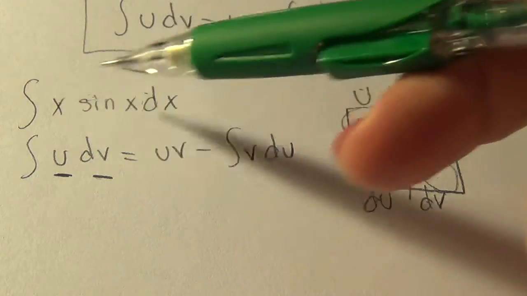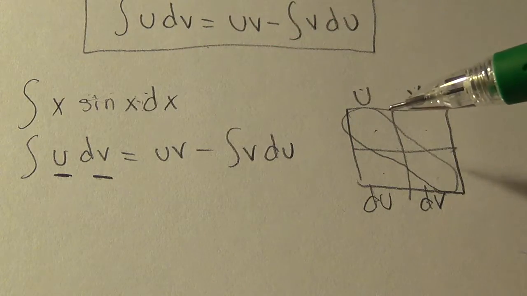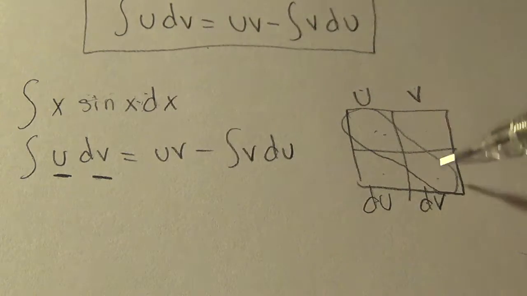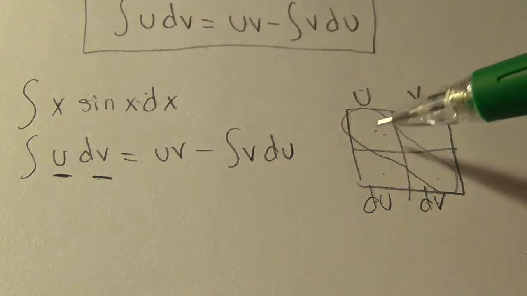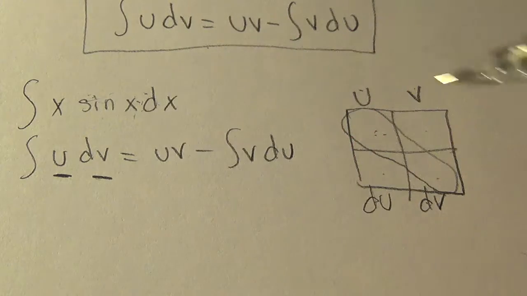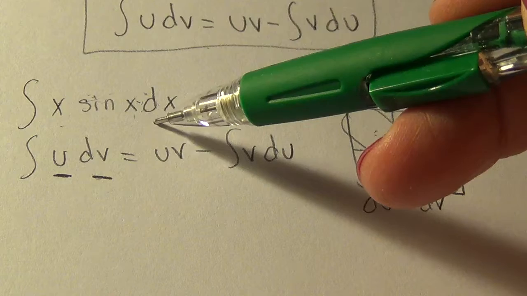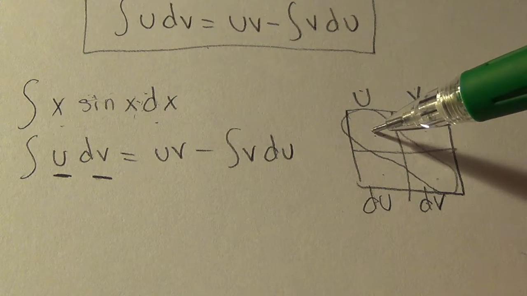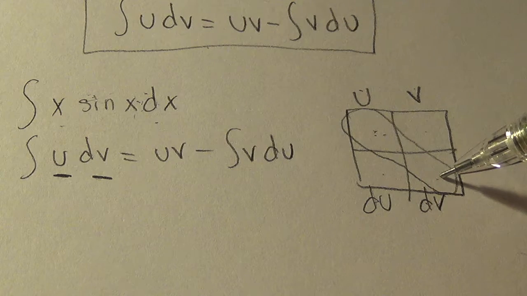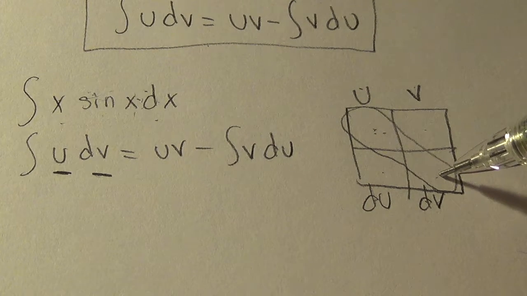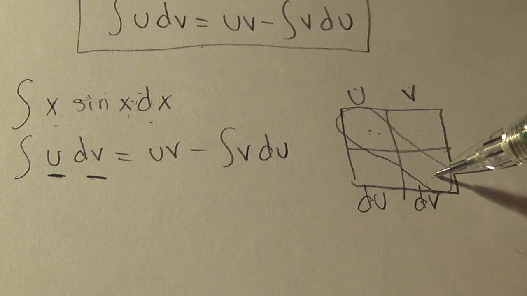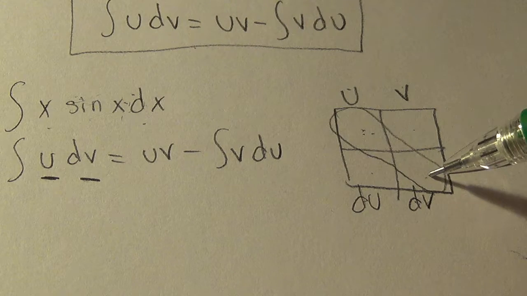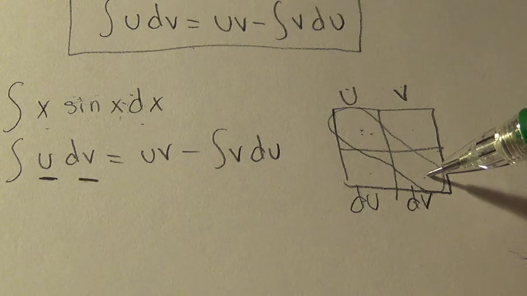I have an x and a sine x. I'm going to make one of these, so this is going to be divided up between u and dv. So I could say that u is sine x and dv is x dx. Or I could say u is x and dv is sine x dx. It doesn't matter if you choose in the wrong way, because you can always do it again. So let me pick this way.